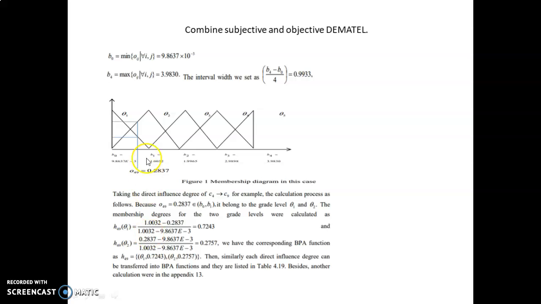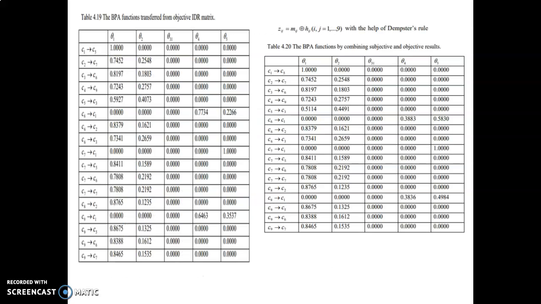To combine subjective and objective DEMATEL, use this formula. Calculate Hij as in this example; I use H49 for example. Similarly, each direct influence degree can be transferred into a BPA function, listed in Table 4.19. With the help of the Dempster rule, combine objective and subjective DEMATEL using this formula.